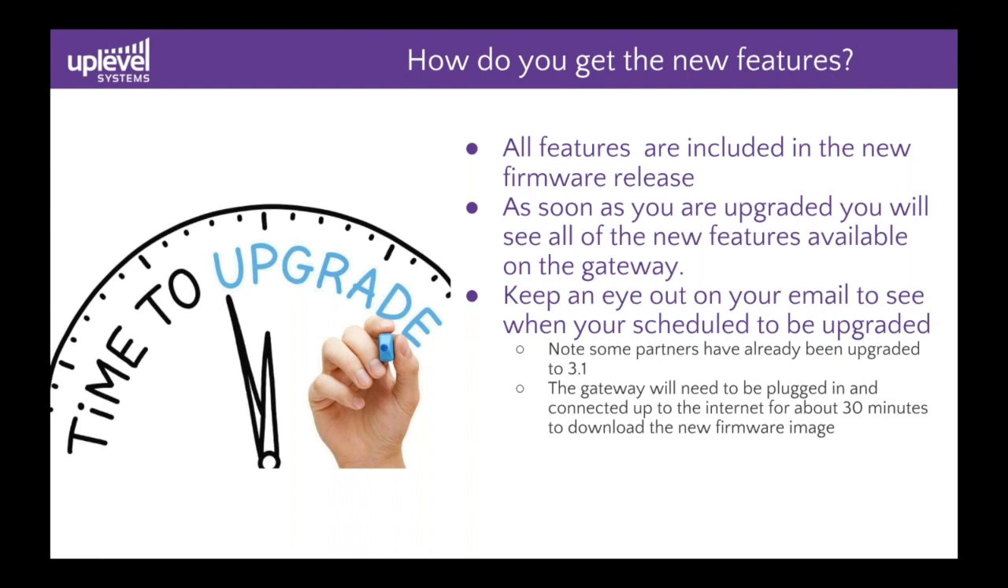If the gateway is powered off during the upgrading window, this is not a problem, but please note the next time the gateway is powered up and connected to the internet, it will immediately begin to download the new firmware image. Since this can take about 30 minutes, we highly recommend plugging in the gateway before going on site to a customer's location to ensure installation is not delayed due to a firmware update.